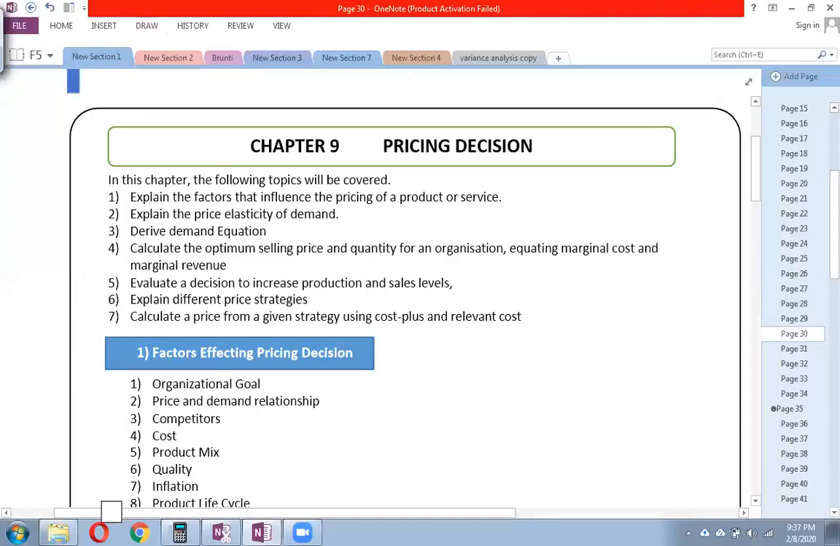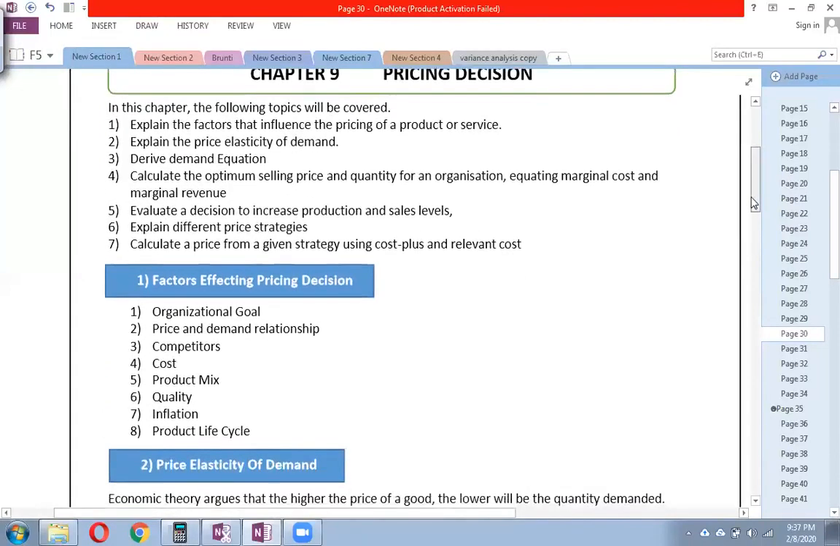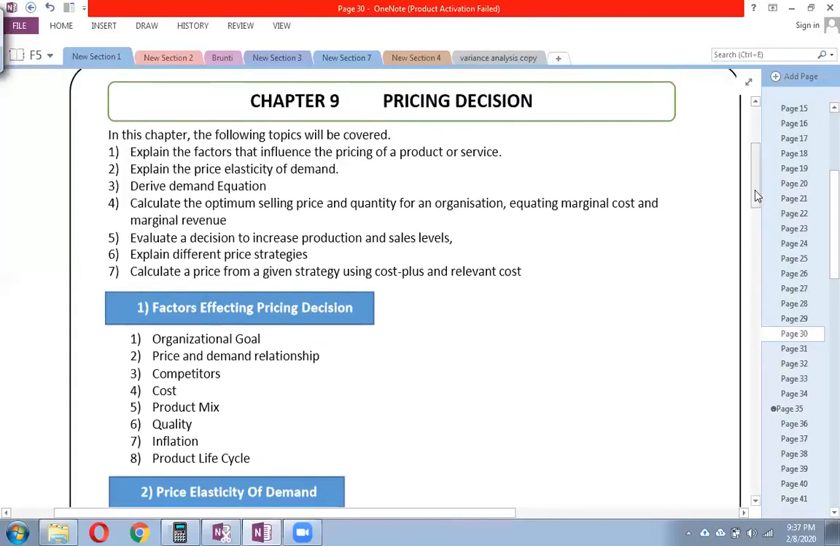Now, pricing decision, of course, is a very important decision. What will happen if you charge too much from your customers? And what will happen if you charge too little from your customers? If you charge too much from your customers, you're going to lose customers in the future, right? Nobody's going to buy anything from you, right? If you charge too little from the customers, then you won't be able to have enough revenues, right? You won't be able to generate enough revenues.